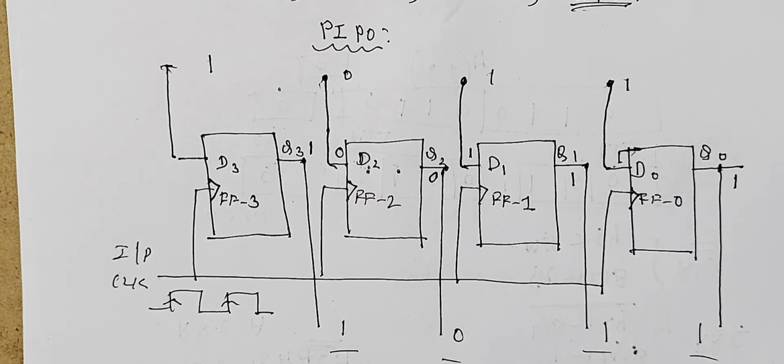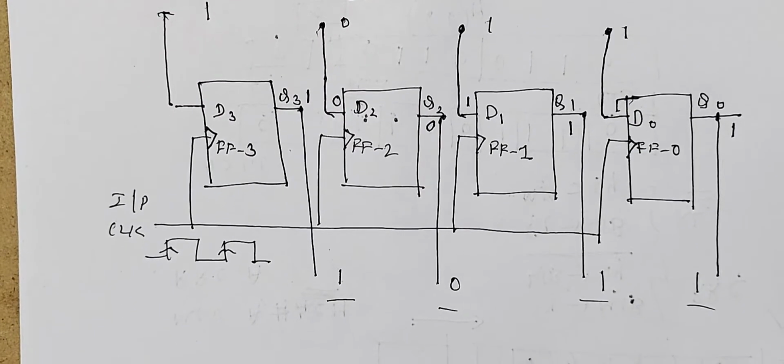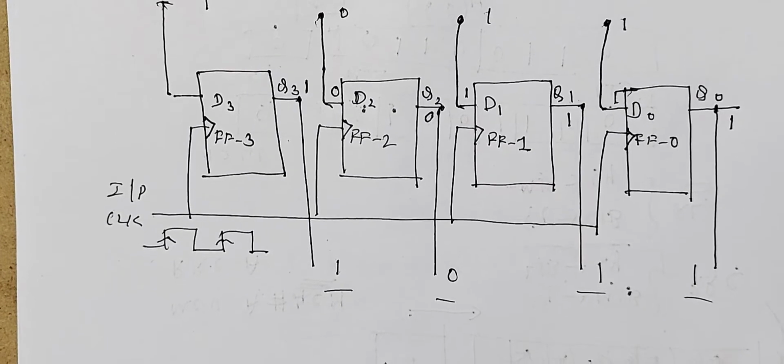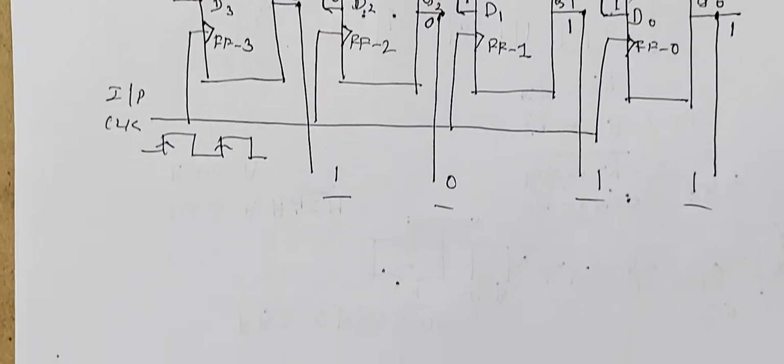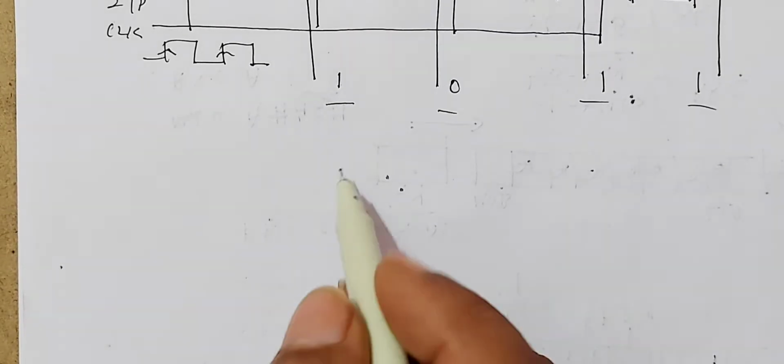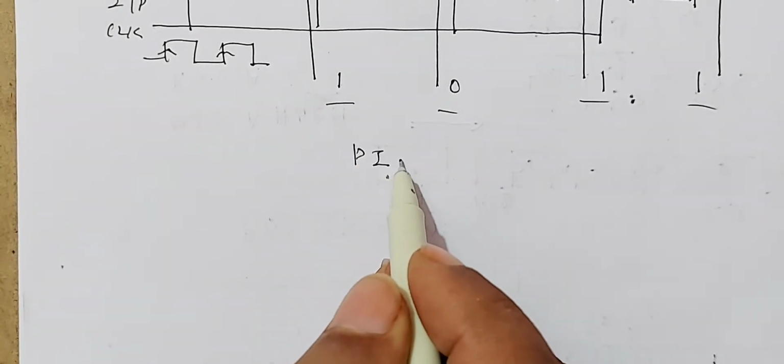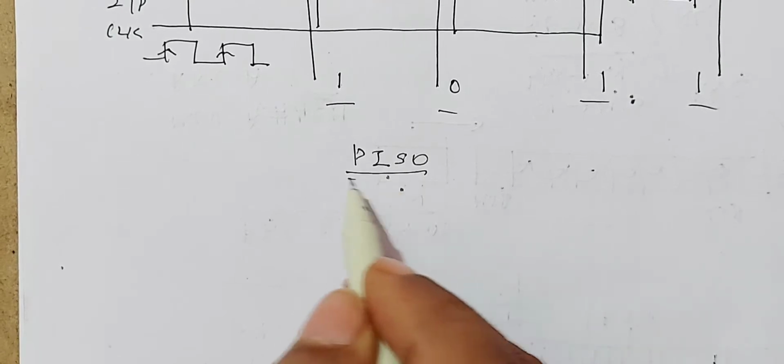Therefore, a single clock pulse is needed to get all the output, because all the clock inputs are connected to a single clock pulse. This is parallel in, parallel out. This is the only advantage. It requires a single clock pulse. Now let us study the other type of shift register, the last one, PISO, parallel in and serial out.